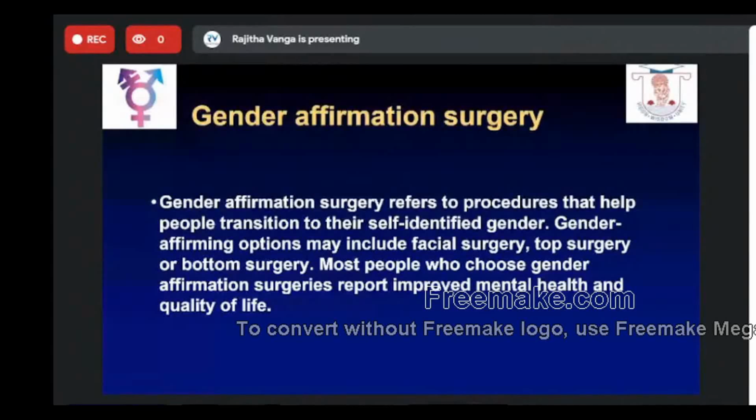Moving on to gender affirming surgeries. So that was the changes which we found in the brain. So let us see some surgical anatomy as well. Gender affirming surgery refers to the procedures that help people in transition to their self-identified gender. Gender affirming options may include facial surgery, top surgery, or bottom surgery. Most people who choose gender affirmation surgeries report improved mental health and quality of life.